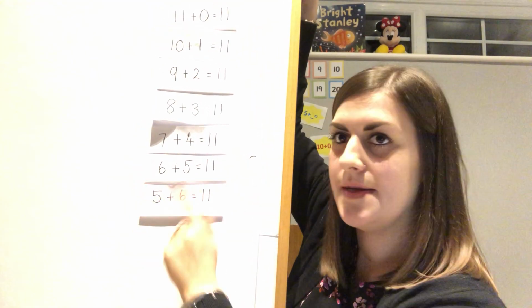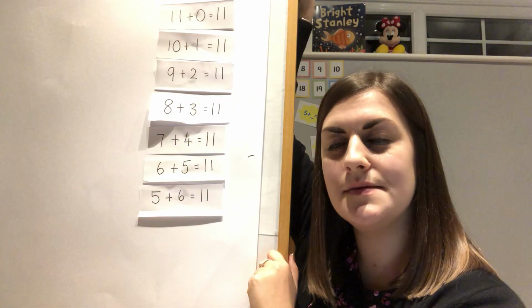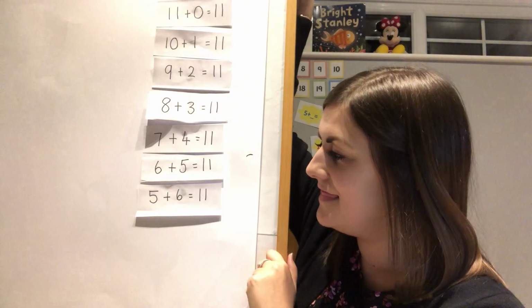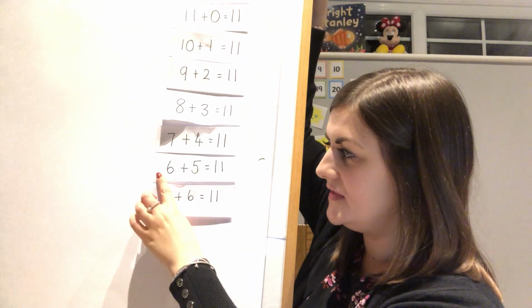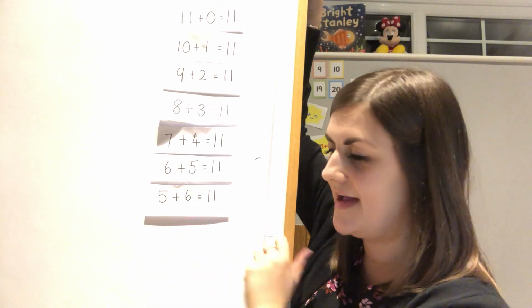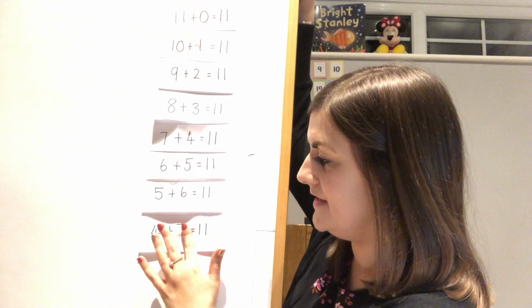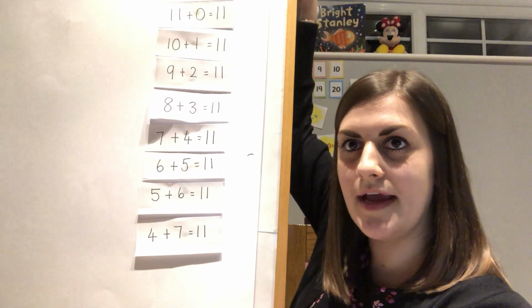What's happened to this number sentence here? They've both got the same number, but they've done something funny. They've done the switcher. So instead of having 6 and 5, it's switched itself around to be 5 and 6. Next we've got 4 and 7. Check you've got all of these. Let's move this down so you can see.